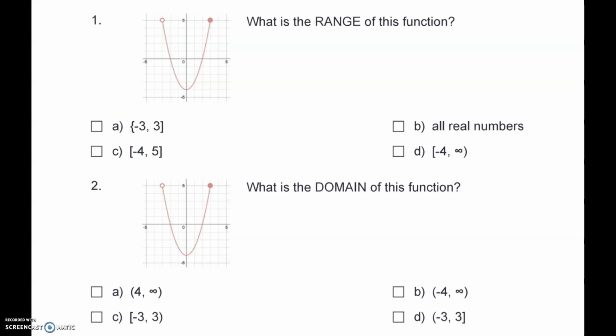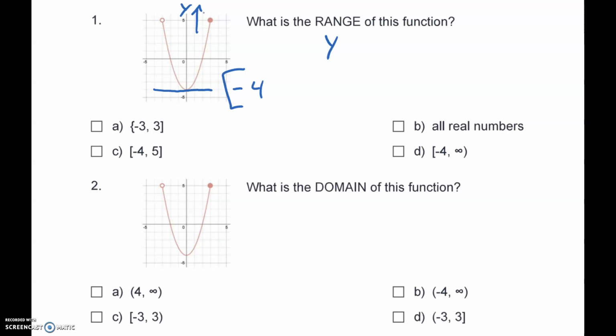Number 1 asks for the range of the function. Remember, range is anything y can be. Here's the y-axis. So the smallest thing y can be is right there at -4. And there's no open circle, so it can be -4. So we have a bracket. Then it doesn't keep on going up forever.